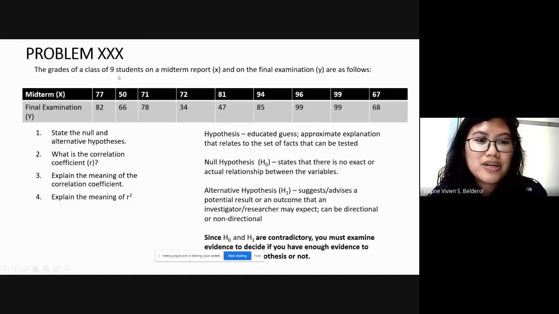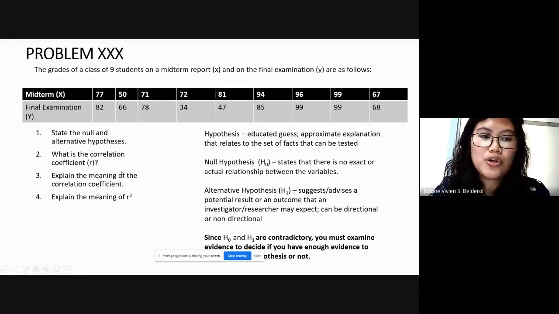The grades of a class of 9 students on a midterm report, that's your X or your independent variable, and the final examination scores, Y, are the following. So you have two variables, X and Y. X is the midterm grade, Y is the final exam scores. So this is now the problem.